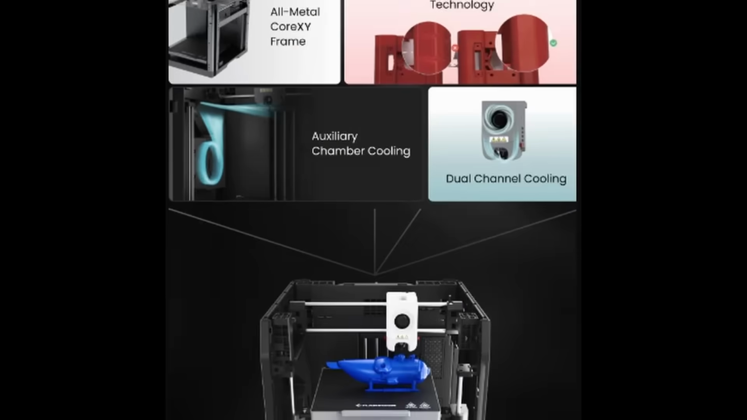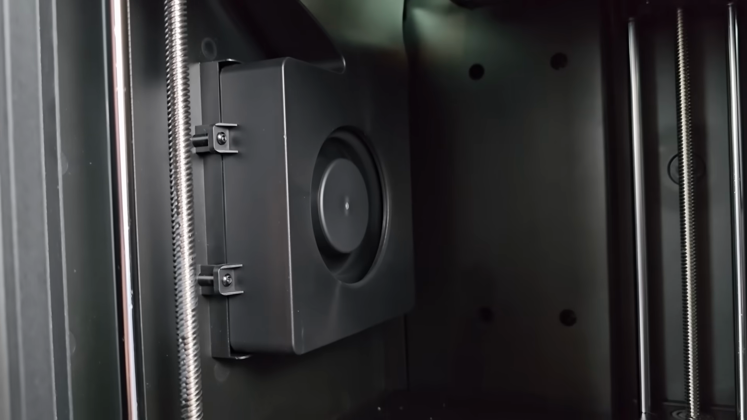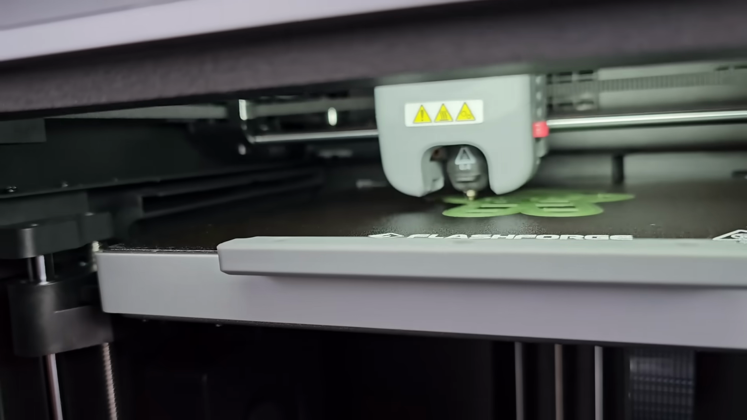Part cooling is great with what Flashforge call dual channel cooling at the hot end and an auxiliary fan at the side, which helps with cooling hot filament quickly. So if this 3D printer is so good, why won't I be using it?